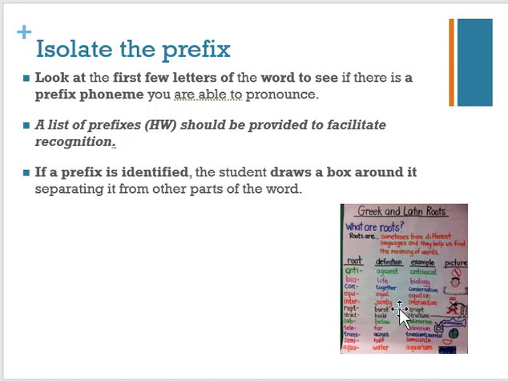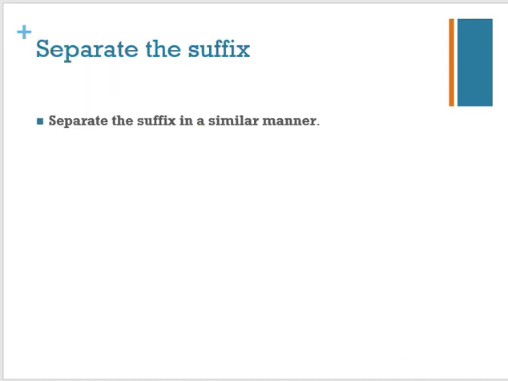Maybe there would even be like a file folder that the student has access to, or a page with them bookmarked, or a display if you're in a physical classroom with a list on an anchor chart. And then the student draws the box around it. So there are some steps that, instead of the graphic organizer here, annotate on the page as you move through the steps.